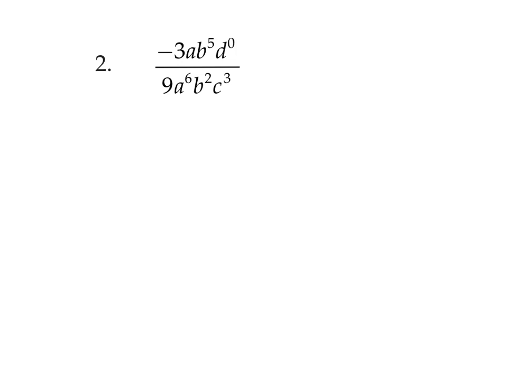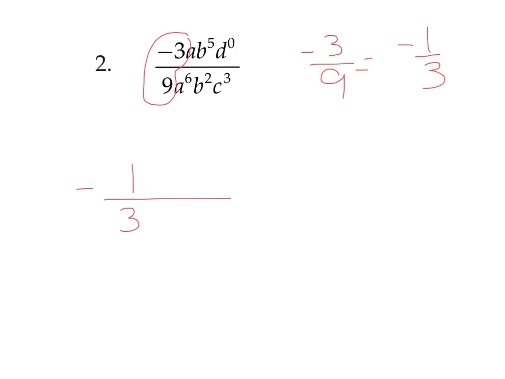We're going to do the same thing with this one. We're going to start with the coefficients. So negative 3 over 9 reduces to make negative 1/3. So we're going to write this out. I like to stretch out that fraction bar since my variables are all going to go in that fraction. I have a's, 1 on the top and 6 on the bottom. When I reduce, there will be 5 left. They will be on the bottom since there were more on the bottom to start with. When I look at the b's, I have 5 on the top, 2 on the bottom. Subtract, there will be 3 left. They will be on the top.